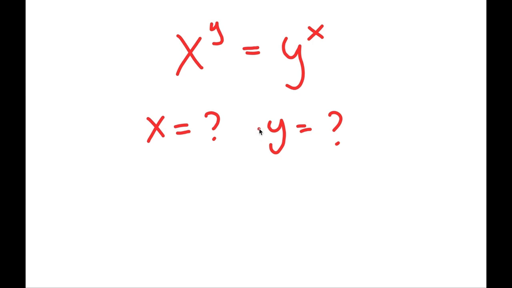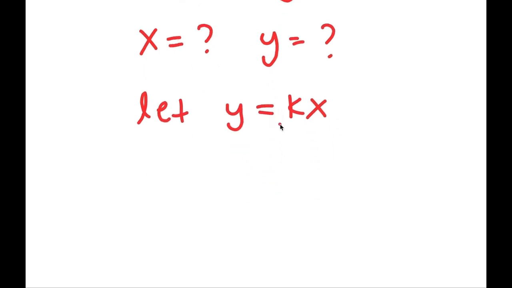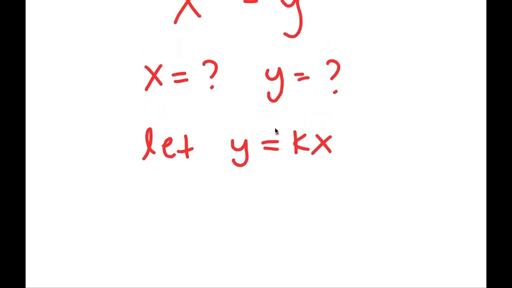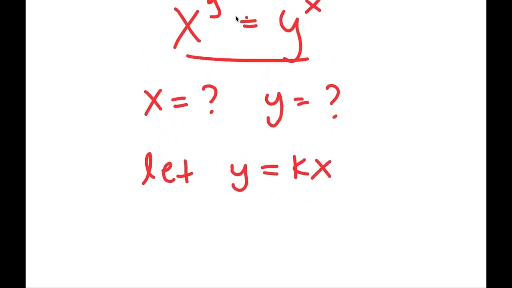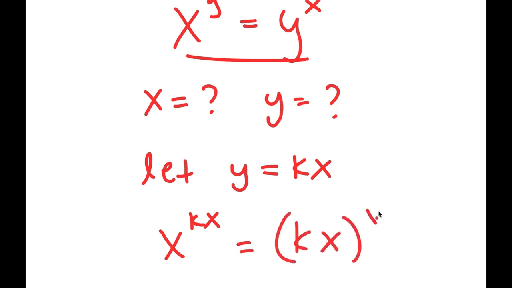So to solve this, I'm going to first let y equal to k times x, k being a constant, so k can be any number. So this means that, going back from here, I have x to the power of kx, I'm substituting kx for y, is equal to kx to the power of x.